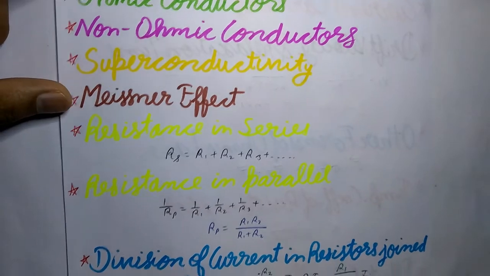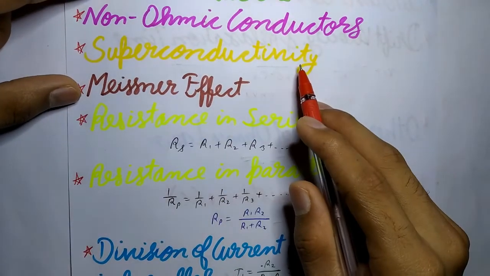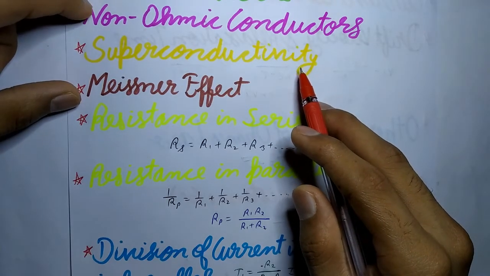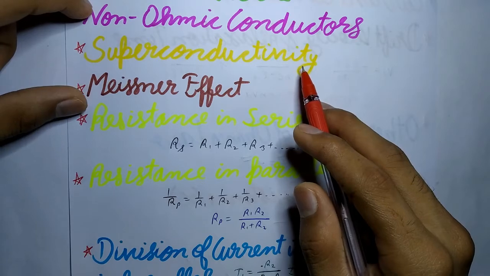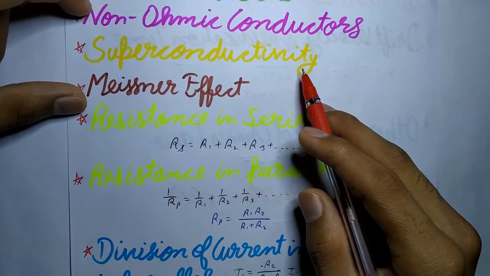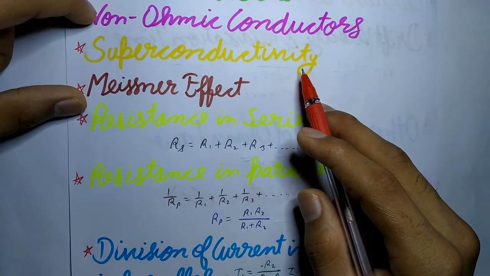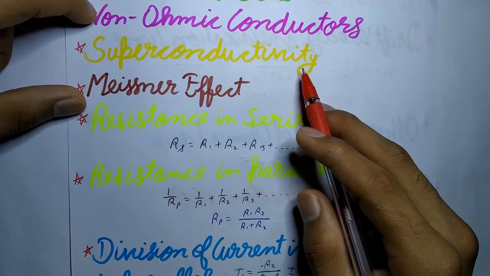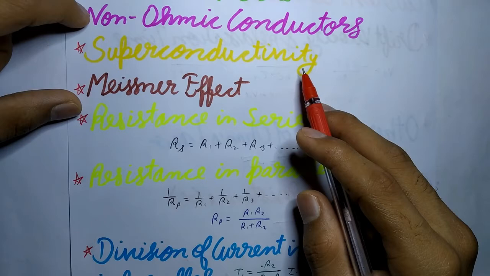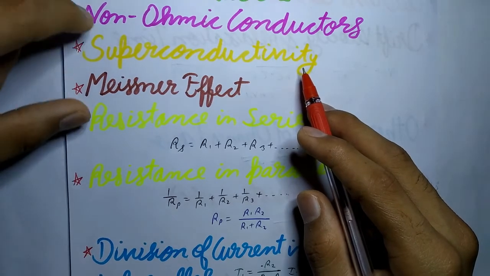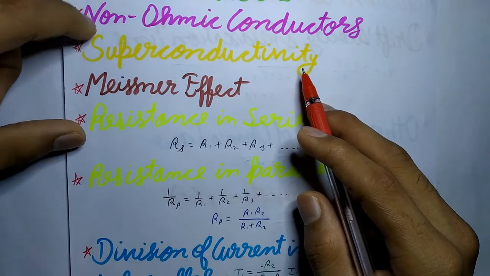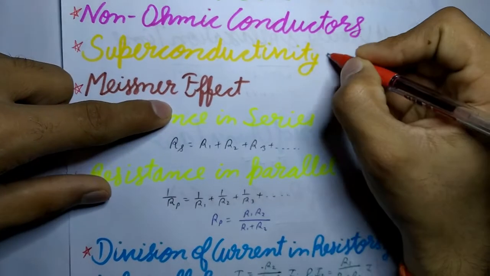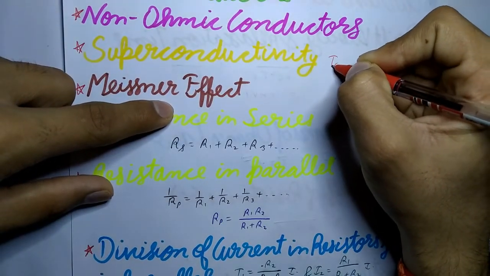Now next is superconductivity. The phenomenon of complete loss of resistivity by certain metals and alloys when they are cooled below a certain temperature is called superconductivity. The temperature at which a substance undergoes a transition from normal conductor to superconductor in a zero magnitude magnetic field is called the transition or critical temperature, which is denoted by Tc.